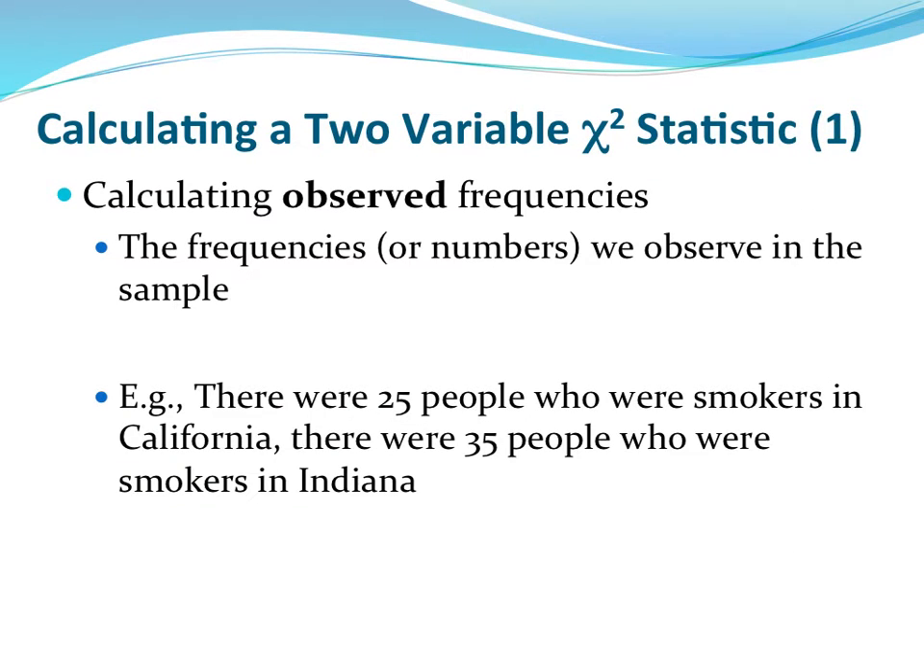Our observed frequencies in our two-variable chi-square test are going to be our frequencies or numbers that we observe in the sample. For example, two of our observed frequencies using our example data will be the 25 people who were smokers in California and the 35 people who were smokers in Indiana.